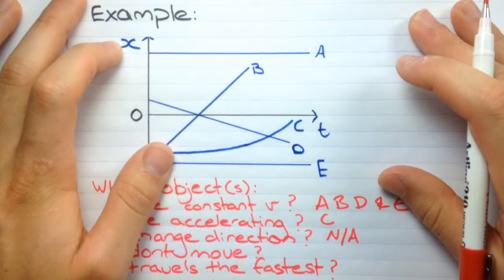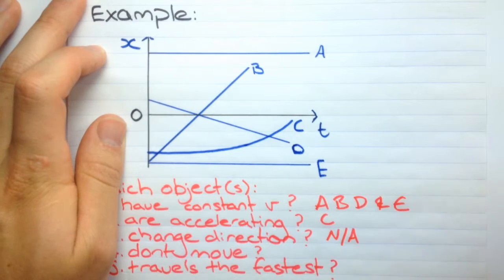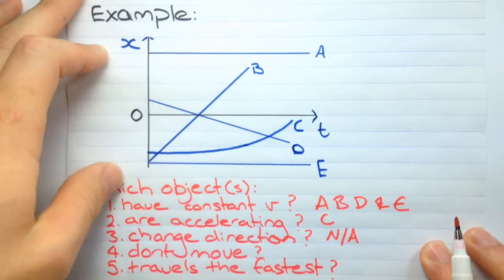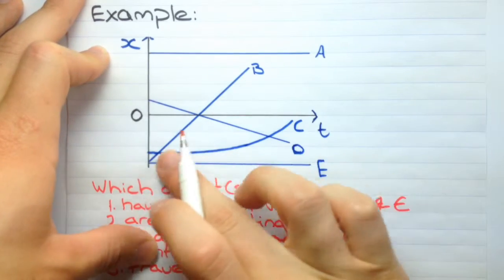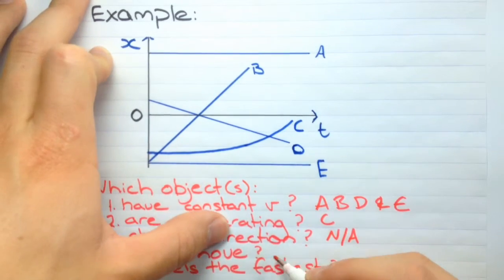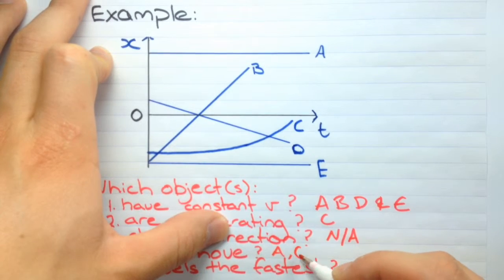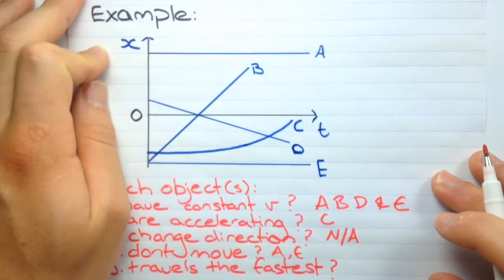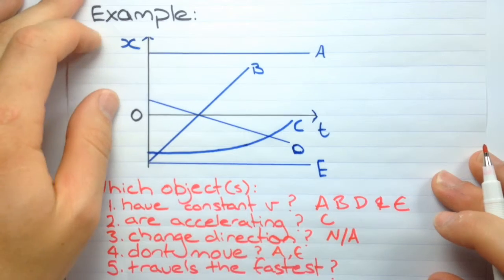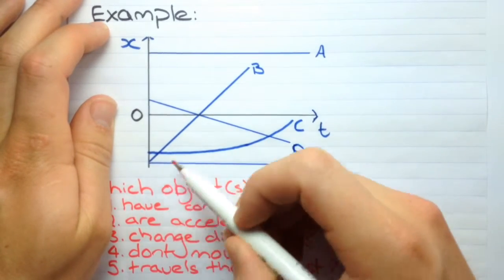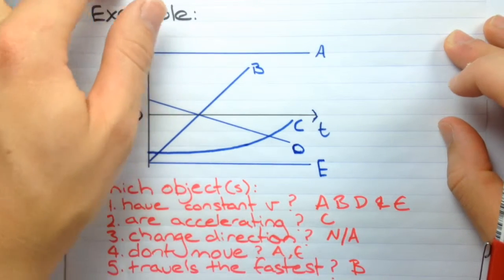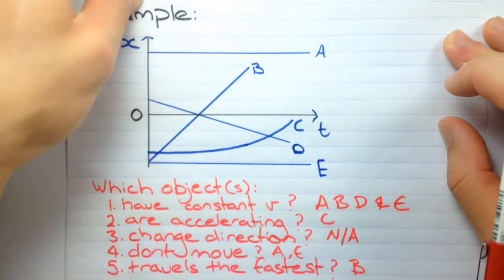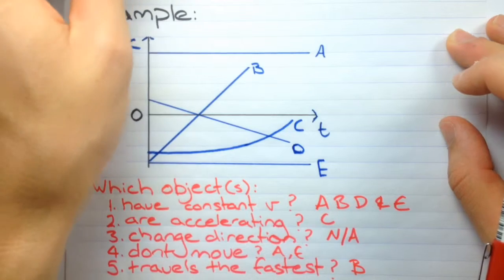Which ones don't move? So that's the one with constant displacement. So that'll be no change in this. These two flat lines over here, both of them don't change in displacement. So we've got A and E. Which one travels the fastest? Well, that's the one with the greatest slope, and that's clearly B, because like we said before, the greater the slope, the greater the rate of change in displacement, and that's the greater the velocity.